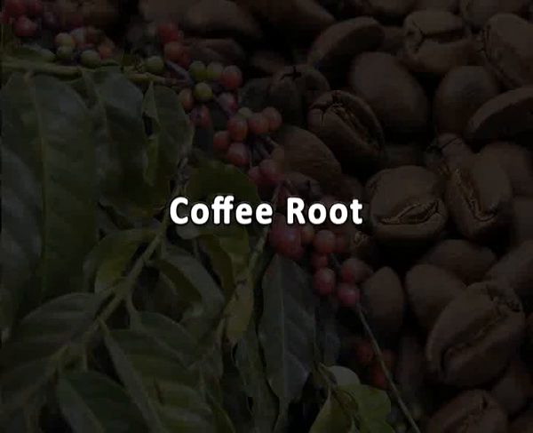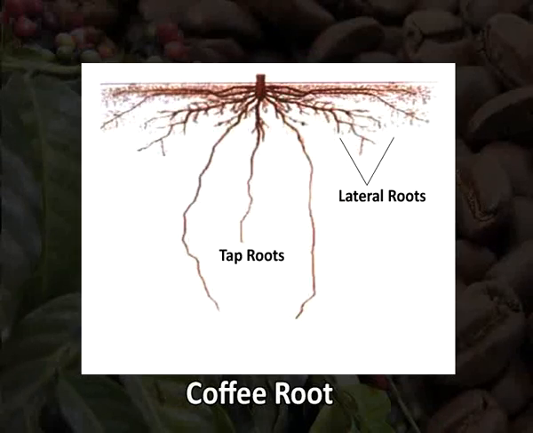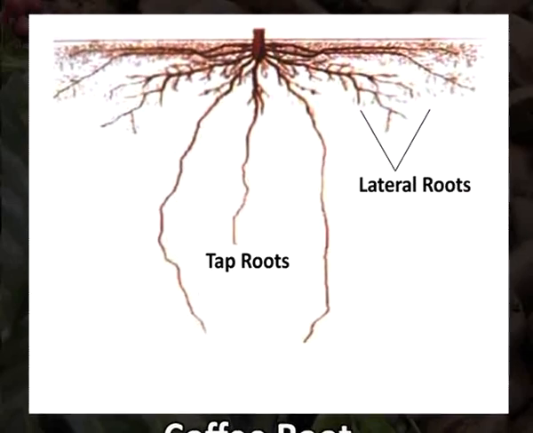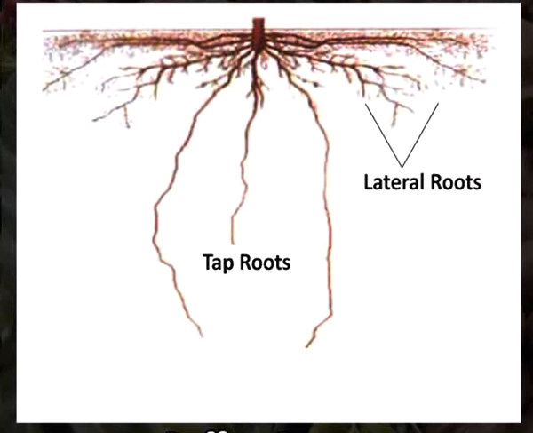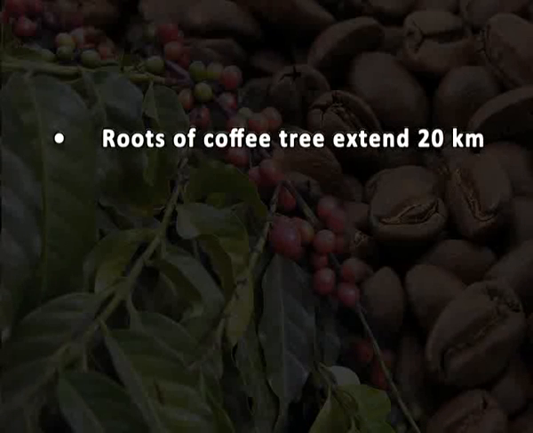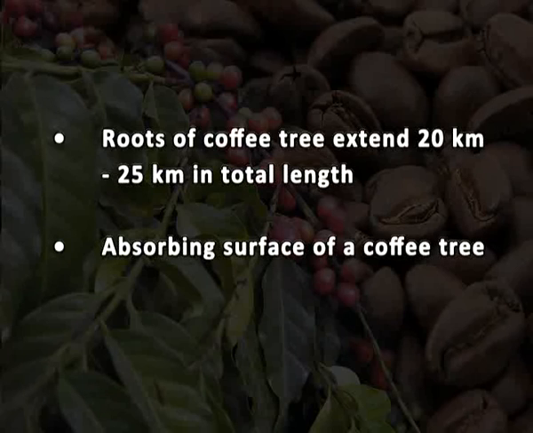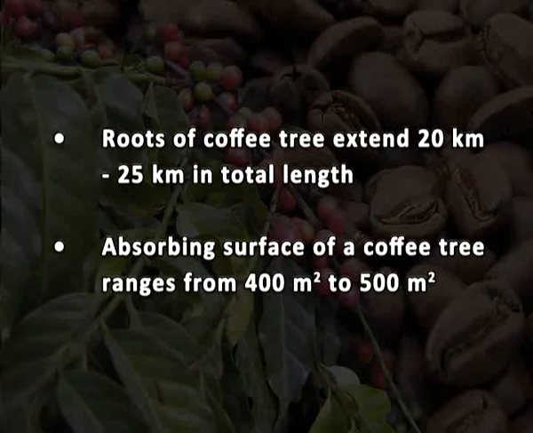Now, dear students, we will talk about coffee root. Coffee plant has a taproot system which grows vertically and gives rise to lateral roots which grow parallel to the ground. The roots of the coffee tree can extend 20 to 25 km in total length and the absorbing surface of a tree ranges from 400 to 500 meters square.